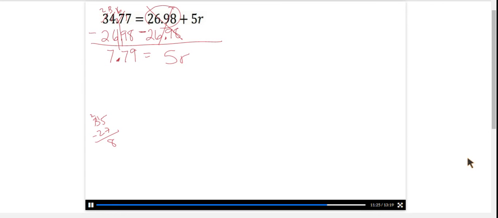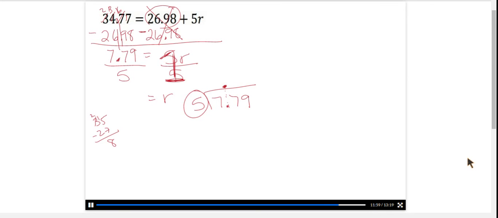All right, so now I have 5 times some number gives me 7.79. I can divide both sides by 5. Okay, so this gives me that coefficient of 1, so I have an r. So now I just need to divide 7.79 divided by 5. And look, there's no decimals in my outside number, so I don't have to worry about moving the decimal at all. I just have to make sure that my decimal travels up, and then my answer is right above where it is in that number in the house.